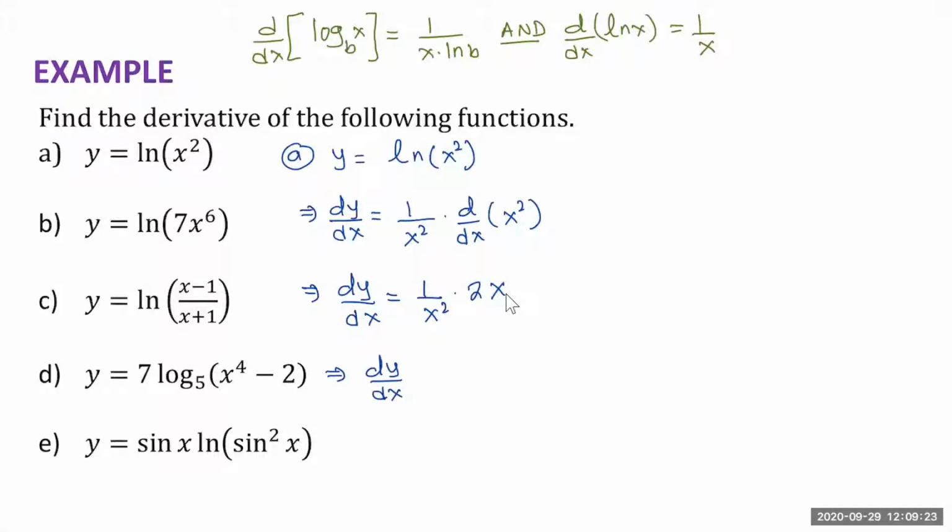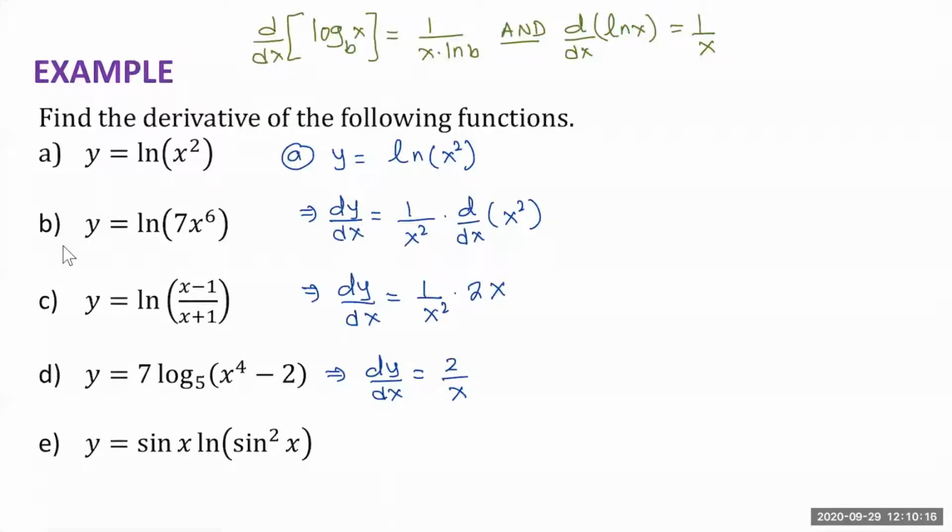So if we simplify this, dy over dx, the derivative of y with respect to x, is equal to, when you divide, here is x and it is x squared. So you can cancel one of them. You'll have 1x in the denominator. And in the numerator, you'll have 2 times 1, which is 2 over x. So 2 over x is the derivative of the function y equal to natural log of x squared.